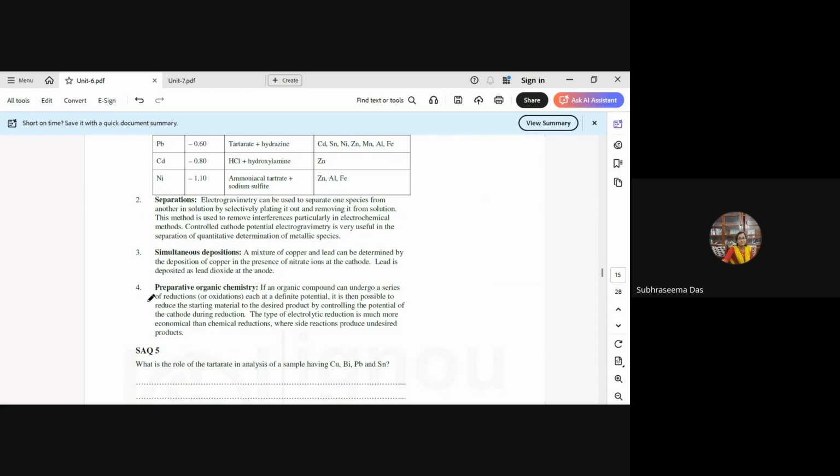Then coming to separations: how electrogravimetry can be used for the separation of one species from another. This method is used to remove interferences, particularly in electrochemical methods. Controlled cathode potential electrogravimetry is very useful in the quantitative determination of metallic species. Then simultaneous depositions: a mixture of copper and lead can be determined by the deposition of copper in the presence of nitrate ions at the cathode. Lead is deposited as lead oxide at the anode.